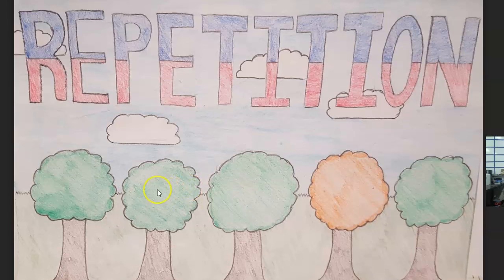And then this one is pretty darn good too. Repetition, I like how they did the 2 different colors on the repetition part. Definitely can read this from across the room. It's spelled correctly. We've got our 4 distinct shapes, and they chose color to make their distinction. Okay, that's it. That's repetition.